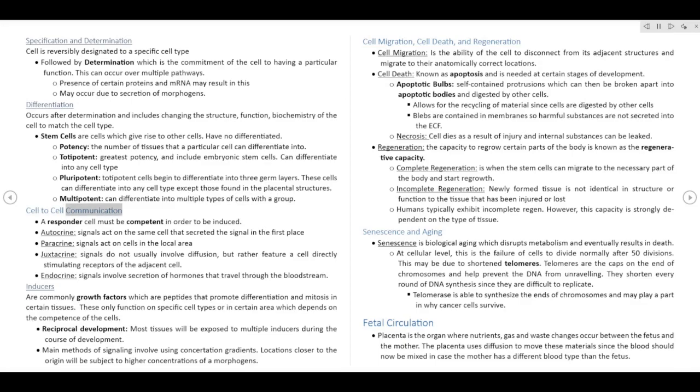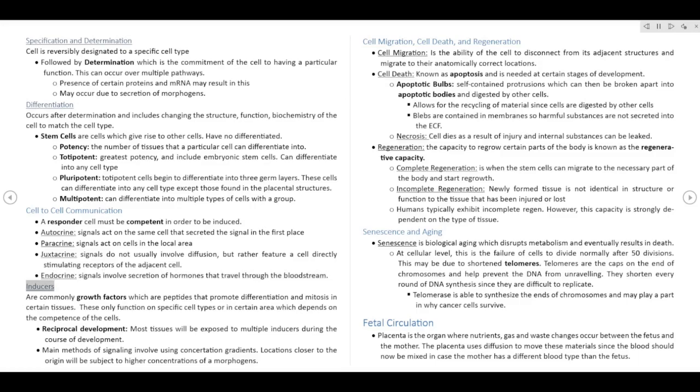Cell-to-cell communication. A responder cell must be competent in order to be induced. Autocrine signals act on the same cell that secreted the signal in the first place. Paracrine signals act on cells in the local area. Juxtacrine signals do not usually involve diffusion, but rather feature a cell directly stimulating receptors of the adjacent cell. Endocrine signals involve secretion of hormones that travel through the bloodstream.